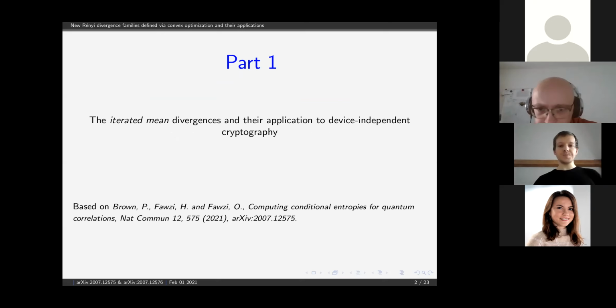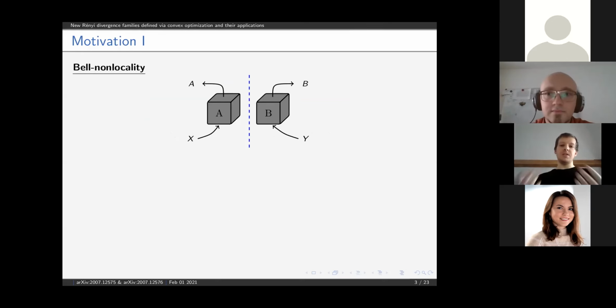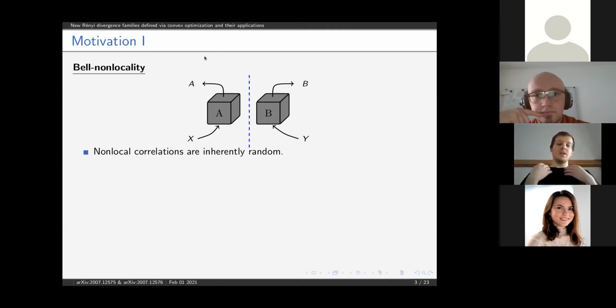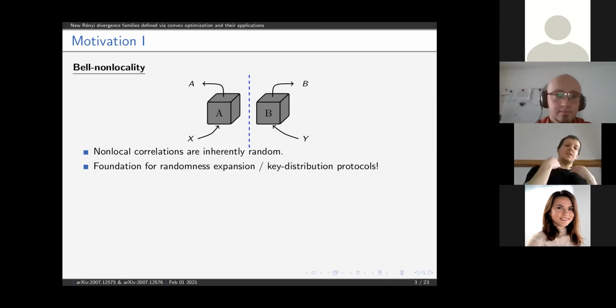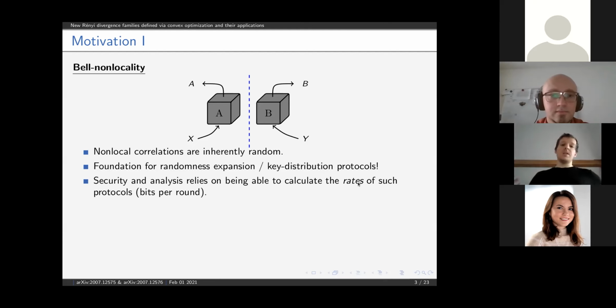So we know that in the standard Bell non-locality setup, if we violate a Bell inequality, the outputs of the devices have to contain some randomness. We can use this observation to build so-called device-independent cryptographic protocols based on these Bell inequality violations. For example, we can build randomness expansion protocols or key distribution protocols. However, the security analysis of such protocols relies on us being able to compute the rates of these protocols, for example, the number of key bits we can generate per input and output pair of the devices.